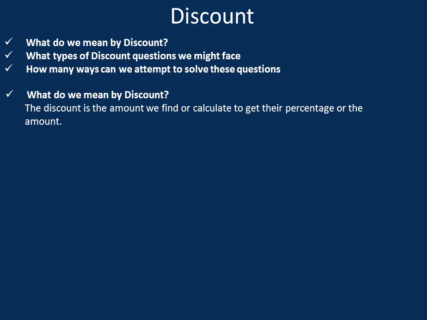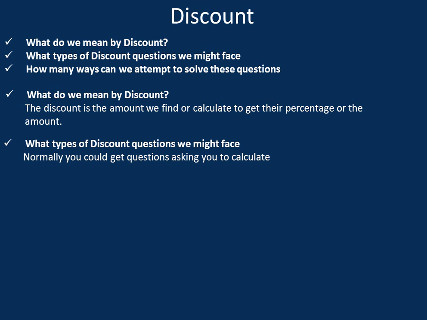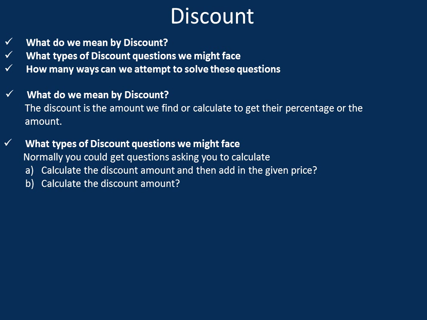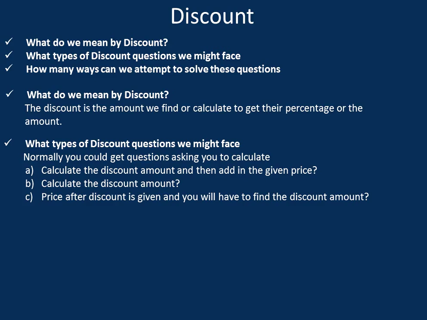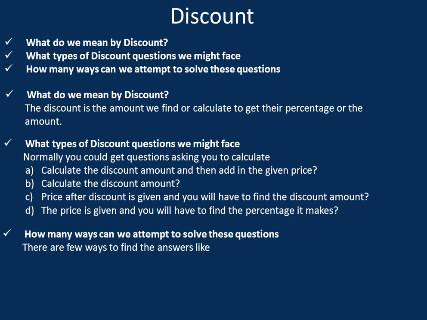Now, what do you mean by discount? Discount is an amount we find or calculate to get the percentage or the amount. This is the proportion of the actual amount that we call a percentage, out of 100. Now, what type of questions might you be asked in an exam? Normally we get a question to calculate the discount amount and then deduct it from the given price. They might give you the discount amount straight away. Or the price after discount is given and you will have to find the discount amount from that. Or the price is given and you will have to find the percentage it makes. These are the types of questions you might find in an exam.